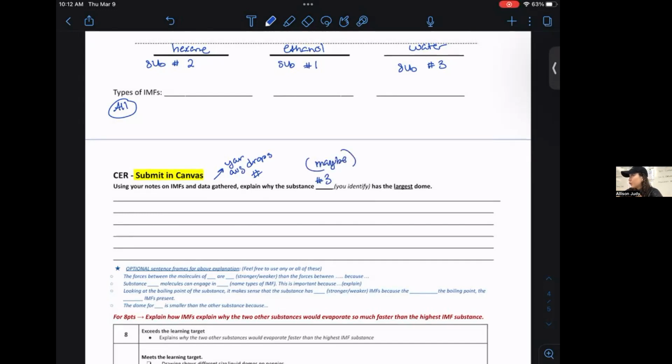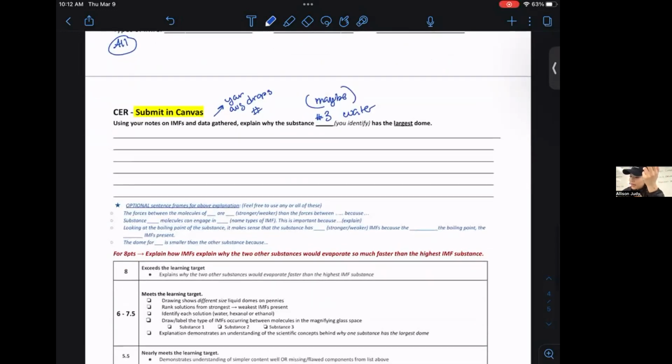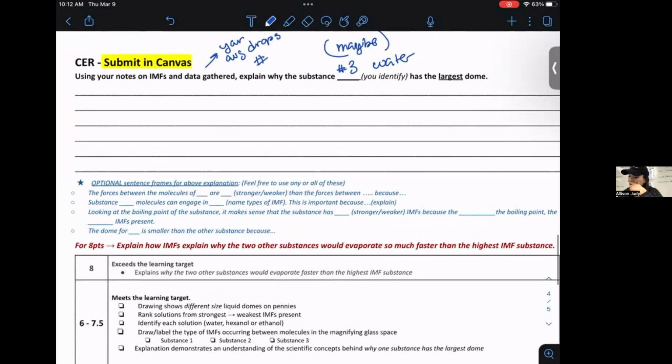Maybe it wasn't 3 for you. You have to identify which has the largest dome. Why substance 3 water? Maybe for you, you thought substance 2 was water. You have to explain that. Okay, has the largest dome. And I give you sentence frames.